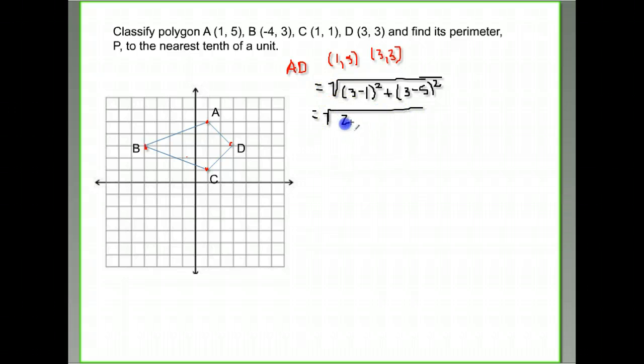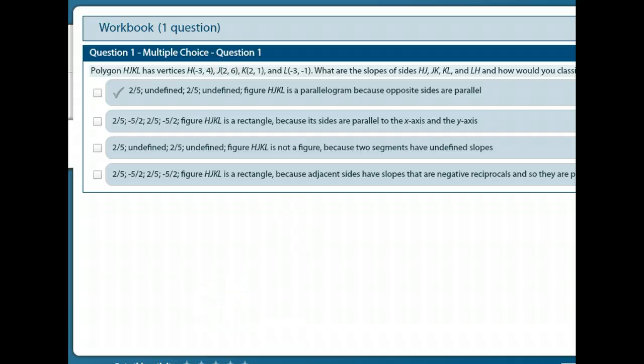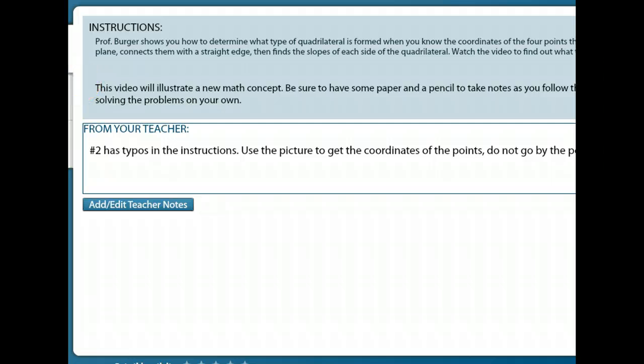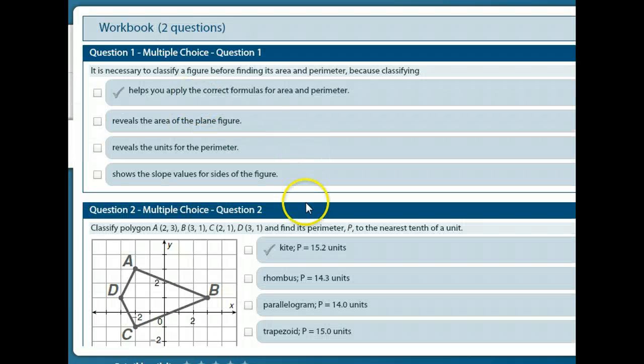So 3 minus 1 gives me 2 here, and 3 minus 5 gives a negative 2 here, and I get the square root of 2 squared is 4, negative 2 squared is also 4, because negative times negative makes positive, and I get the square root of 8. So the distance from A to D is the square root of 8, which I may simplify a little bit, but for now I'm just going to leave it that way so that I don't have to do any rounding. Okay, let's go ahead and move on to the next one.